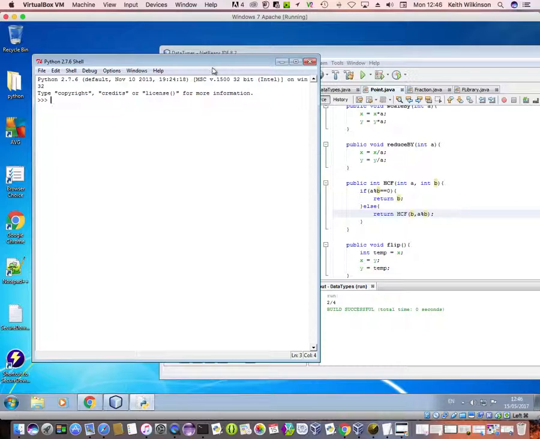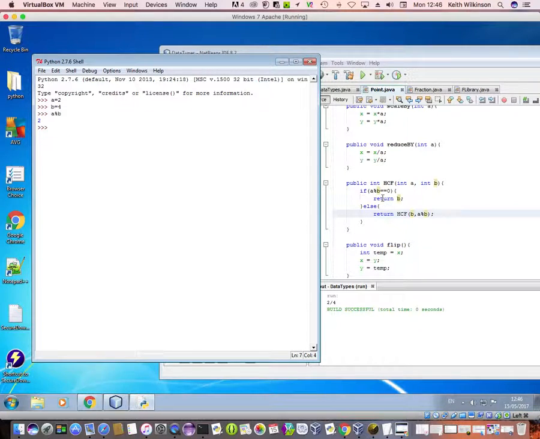Now let's say that we have got a fraction such as 2/4, which is a half. That means A would be equal to 2 and B would be equal to 4. So let's take a look at what this says. We're going to find the highest common factor of A and B. So the first thing we need to do is check whether A mod B is equal to 0. So if I type in A mod B, press enter, it's 2.